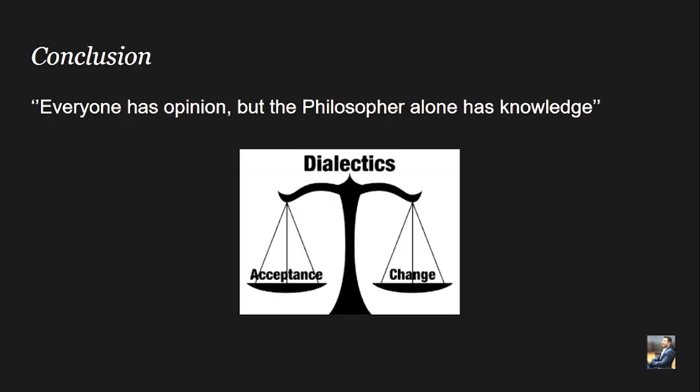So to give it a conclusion, we can just write a statement: everyone has an opinion, but the philosopher alone has true knowledge. And how can dialectics lead to acceptance and then change? Once we accept our ignorance, we embark on the journey to change and become the best version of ourselves.